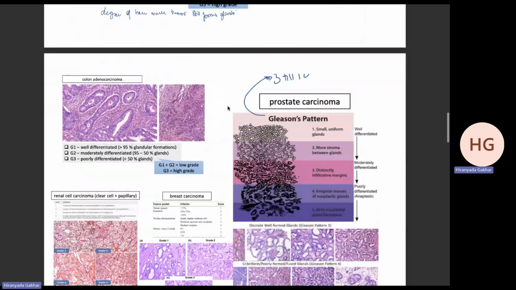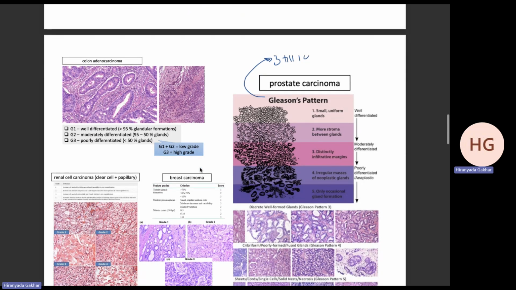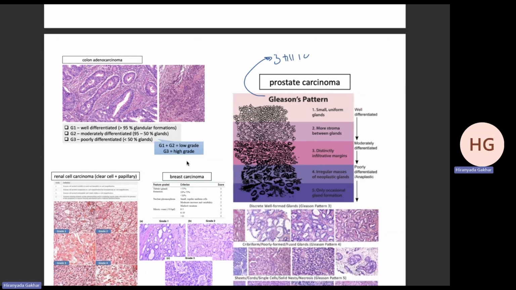There are also other examples. Similarly, for a colon adenocarcinoma, you use a similar criteria. And if the patient has G1 or G2 stage, you say that it's a low-grade tumor. And if it's poorly differentiated, it's a high-grade tumor, so the G3 stage. The difference between this is that if the tumor is low-grade, it usually has a better prognosis, but if it's high grade, the prognosis is worse.